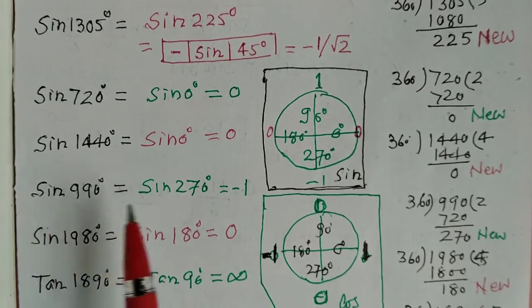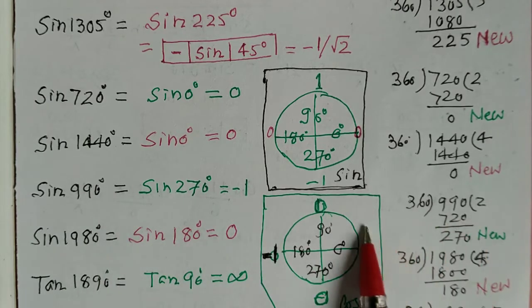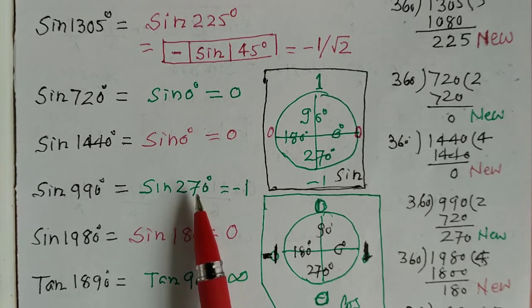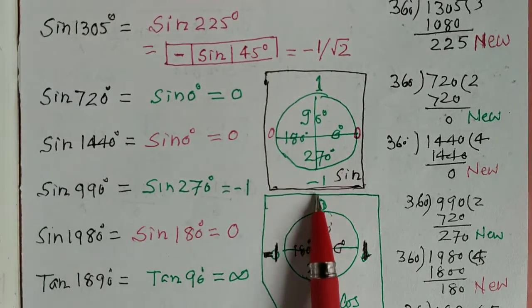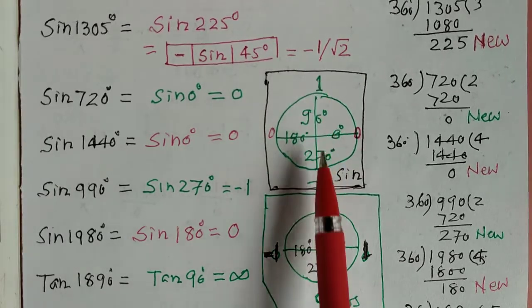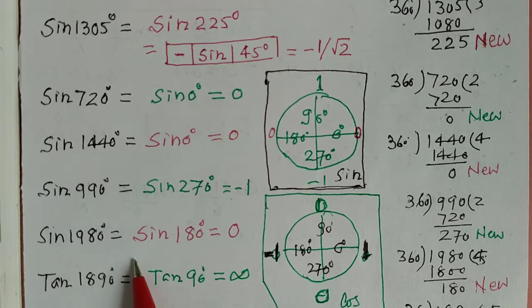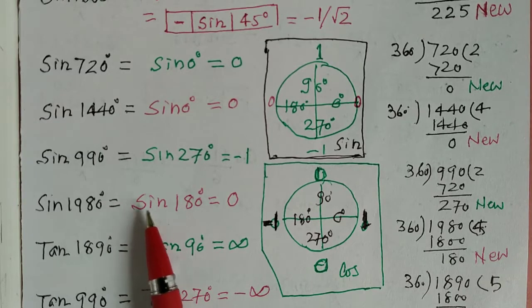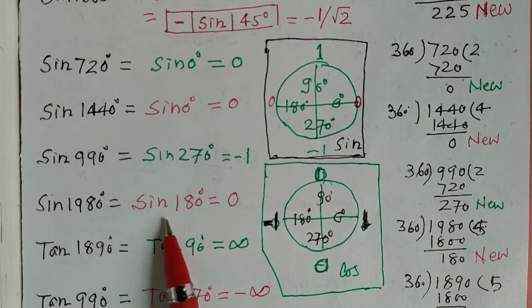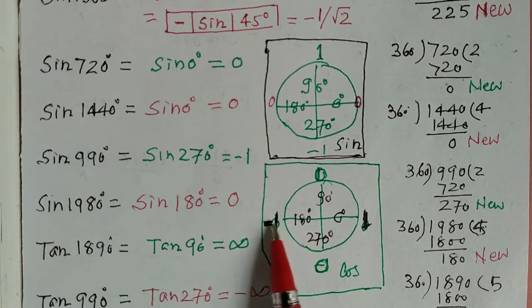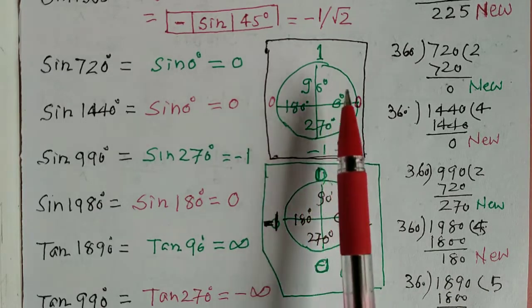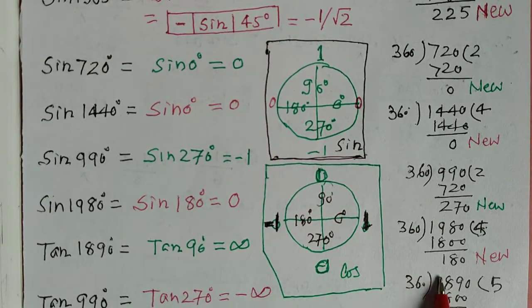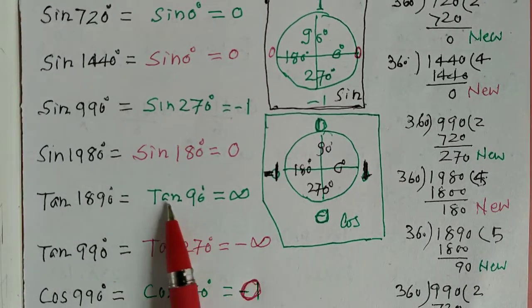Next sin 990 degree divided by 360, the remainder is 270, so this is sin 270. Sin 90 is 1 and sin 270 is minus 1, 1 in the negative direction. Likewise sin 1980 divided by 360, 180 remains, sin 180, this is sin 0, 0, and sin 180 is also 0. Sin 1890 divided by 360, remainder is 90, so this is the new angle.